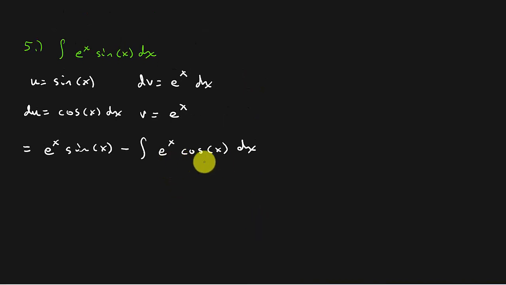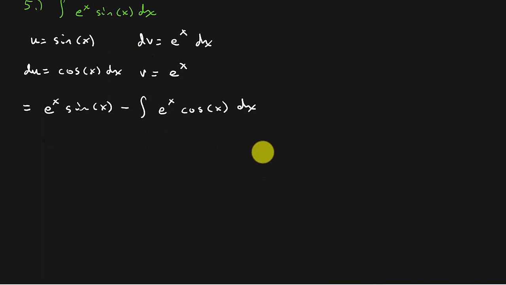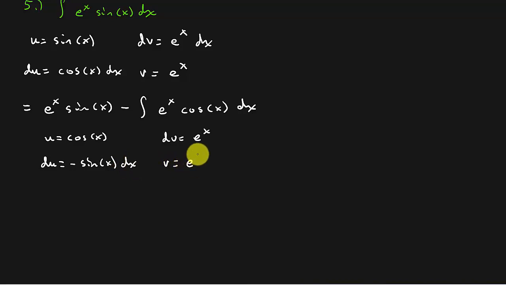So really, this right here doesn't look any better than that, does it? So what do we do? Well, let's try parts again. So for this, I'm going to let u equal cosine x. I'm going to let dv equal e to the x dx. So du is negative sine x dx, and v is e to the x.